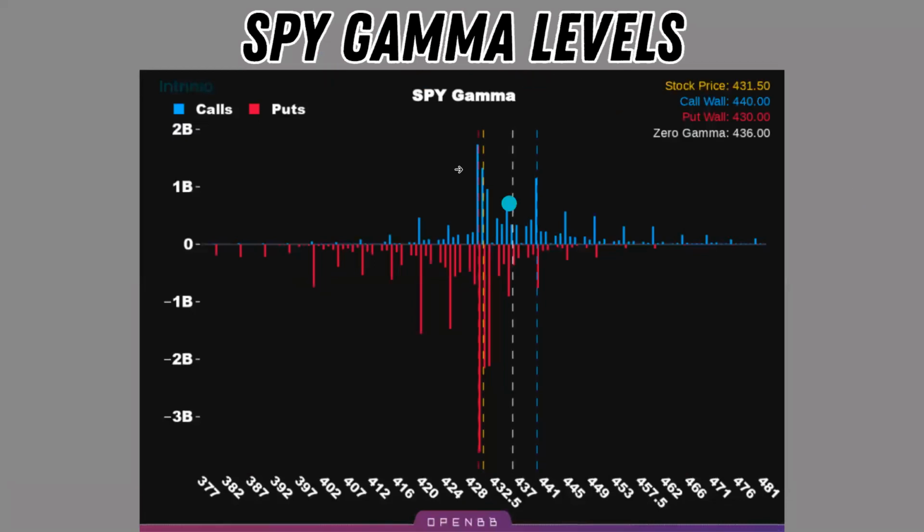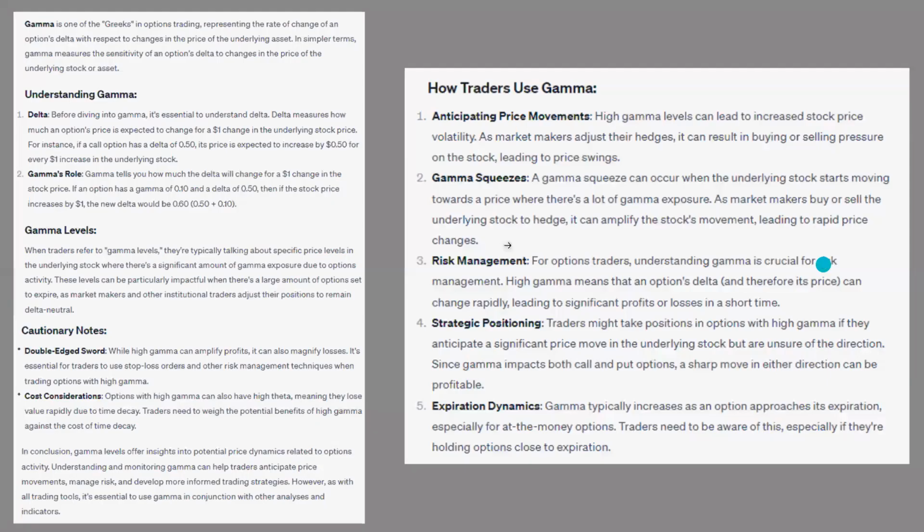Now, these are the gamma levels here for the SPY. We'll break down how traders use gamma. Basically, you can use it to anticipate price movements. So high gamma levels can lead to increased stock price volatility. There's also gamma squeezes. So a gamma squeeze can occur when the underlying stock's moving toward a price where there's lots of gamma exposure.